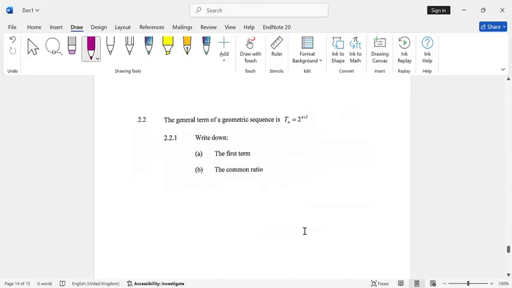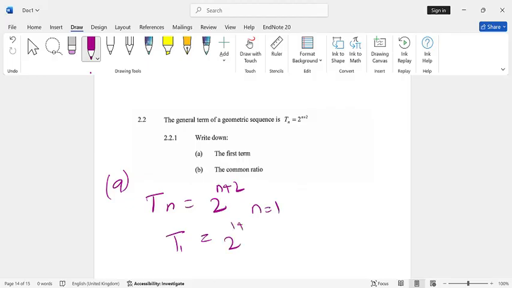Now, we have the second question, which is 2.2. The general term of a geometric sequence Tn equals 2 power n plus 2. Write down the first term and the common ratio, okay? So we simply put the value for n. We have Tn equals 2 power n plus 2, and for the first term we put n equals 1. So 1 plus 2, we get 2 power of 3, all right? And T1 is 8. So we can say that the first term is 8.